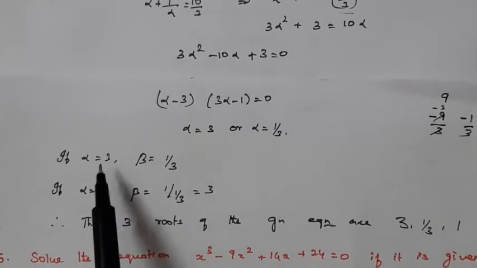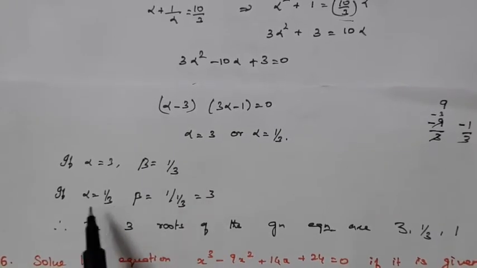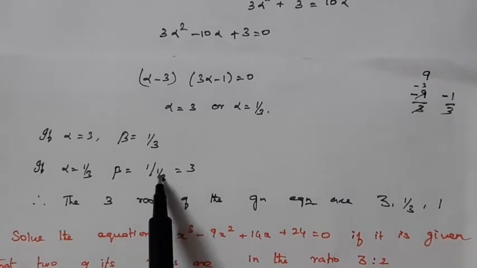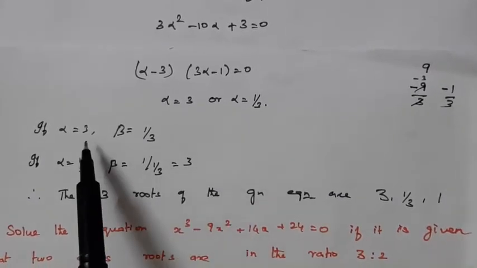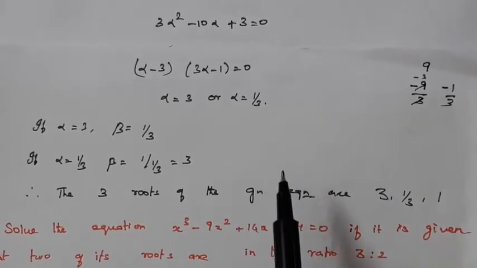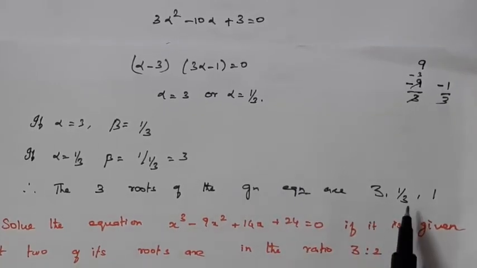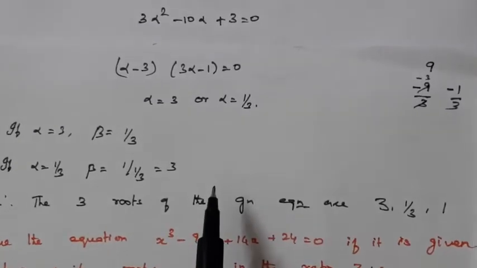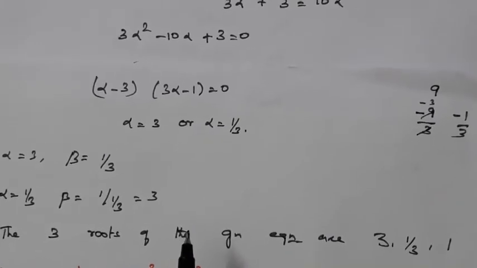So, when you substitute alpha as 3, beta will be 1 by alpha, that is 1 by 3, right? And if you substitute alpha as 1 by 3, then beta will be 1 by alpha, that is 1 by 1 by 3, again it is 3. So anyhow, the roots of the equation will be 3 or 1 by 3, and another one is 1, which we have already found as gamma, right? So what are the 3 roots of the given equation? 3, 1 by 3 and 1. Okay, so whatever it is, you have to find sigma 1, sigma 2 and sigma 3, use the given condition and get the values of the roots.